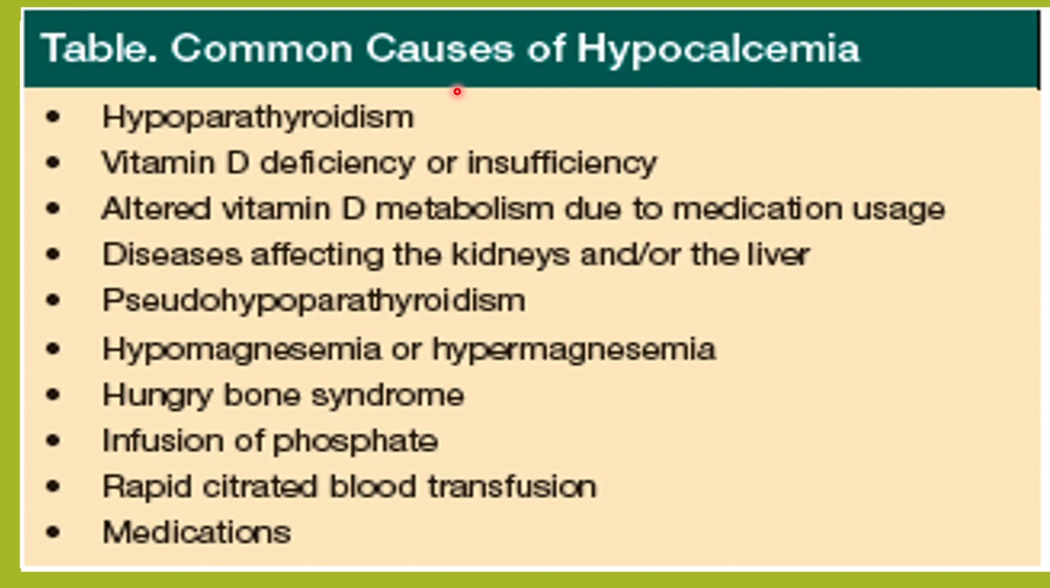Hungry bone syndrome: the parathyroid is removed because of excessive PTH and now low PTH has happened and now the calcium level has reduced very much. So that is hungry bone syndrome. Rapid citrated blood transfusion can remove the calcium. Certain medications like laxatives, diuretics, tetracyclines, etc. can cause decreased calcium level in the blood.